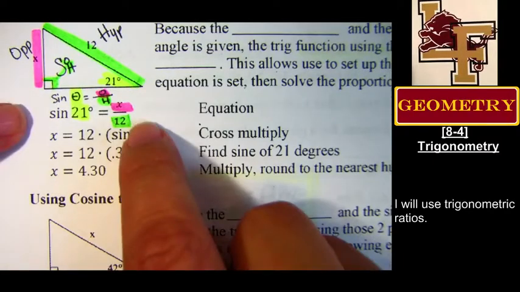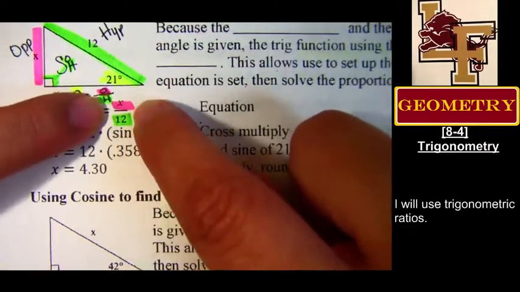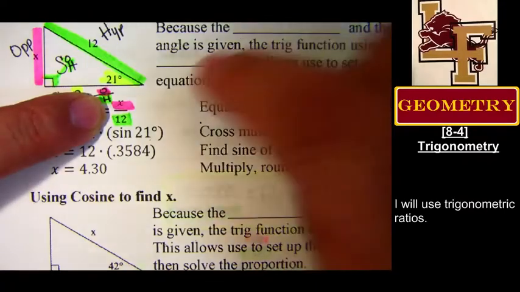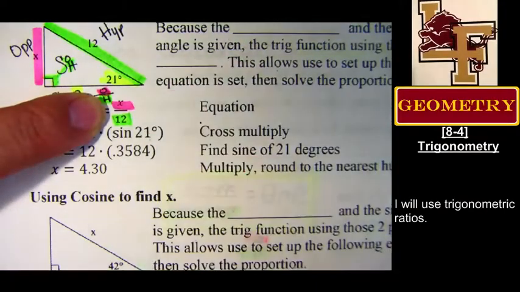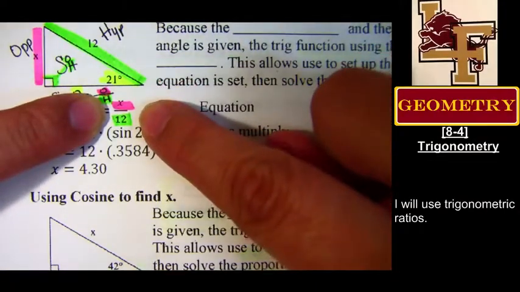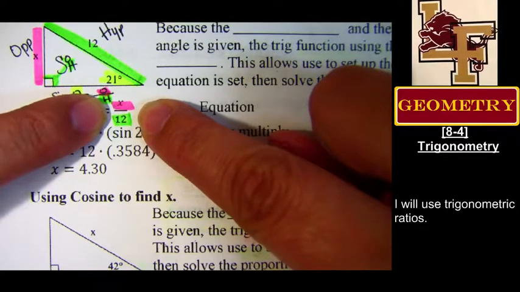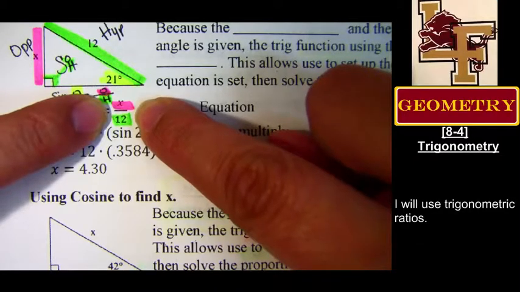All right. What's happening here between the x and the 12? What's happening between the x and the 12 right now? Yeah, it's dividing. How do you undo division? It is a fraction. We're trying to get rid of the division of the fraction.